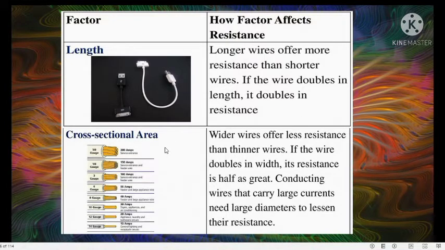This one is cross-sectional area, meaning the thickness of wire. The cross-sectional area of wire can be represented by standard wire gauge. The numbers labeled for standard wire gauge represent the thickness of wire. Wider wires offer less resistance than thinner wires. If the wire doubles in width, its resistance is half as great. Conducting wires that carry large currents need large diameters to lessen their resistance, meaning the thinner the wire, the higher the resistance.